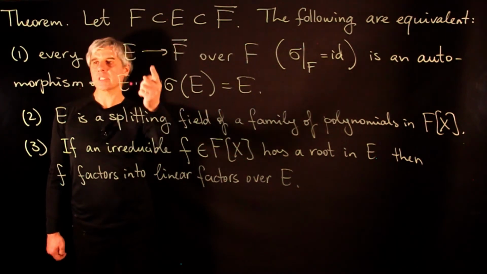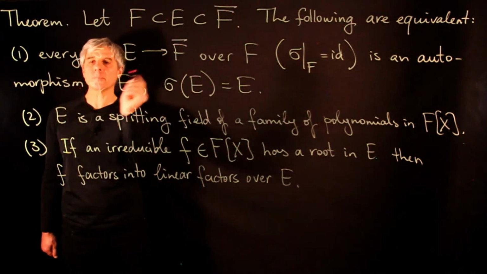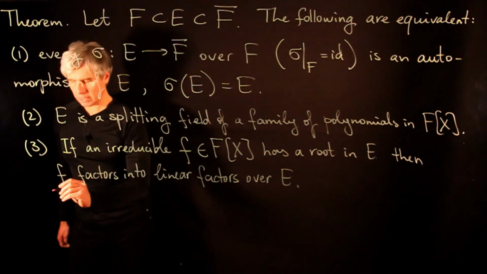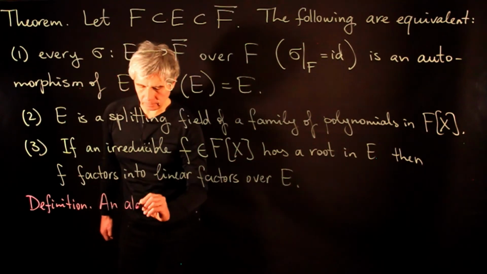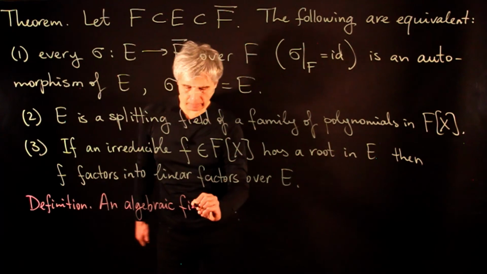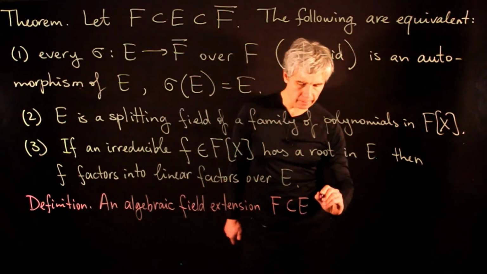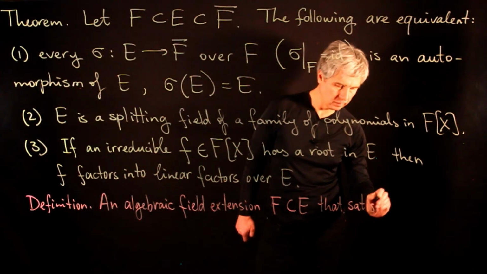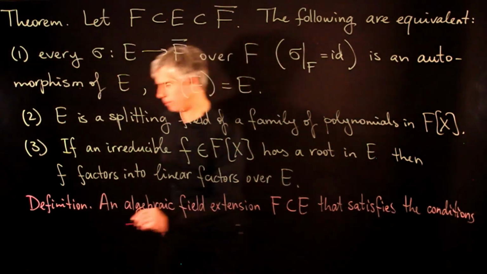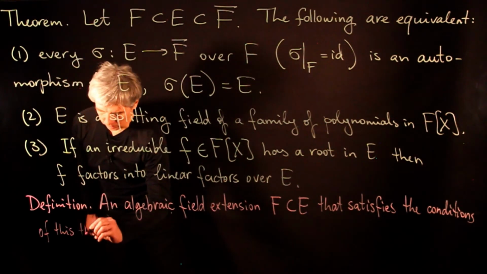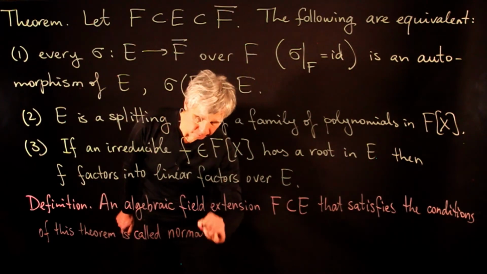Clearly, not every field extension satisfies these conditions. What this theorem says is that these three conditions are equivalent. So if a field extension satisfies one of them, then it satisfies them all. This motivates the following definition. An algebraic field extension E of the field F that satisfies the conditions of this theorem is called a normal extension.